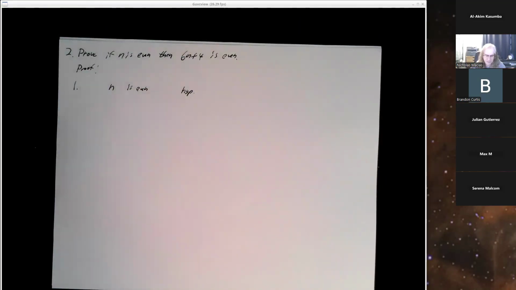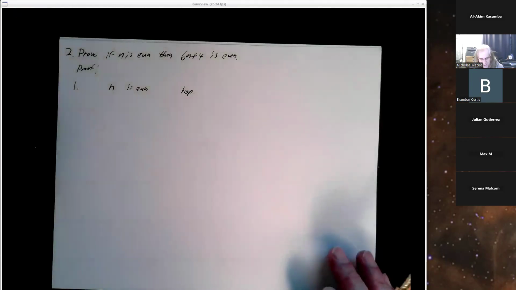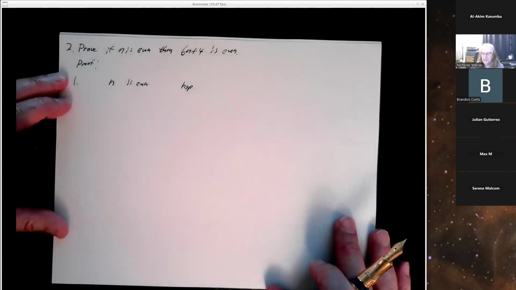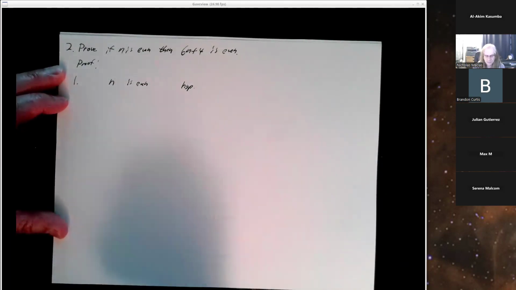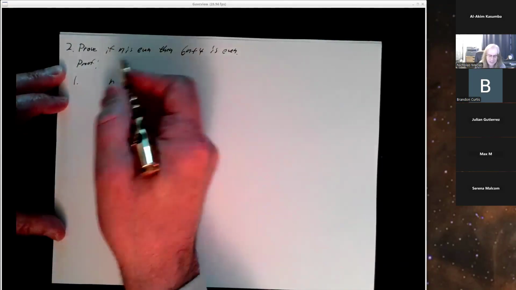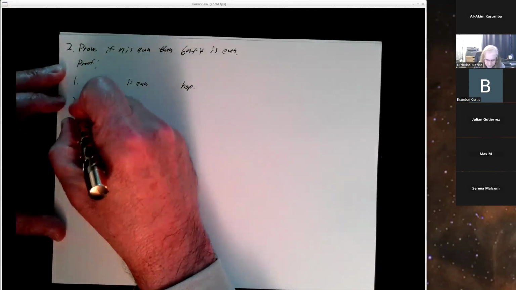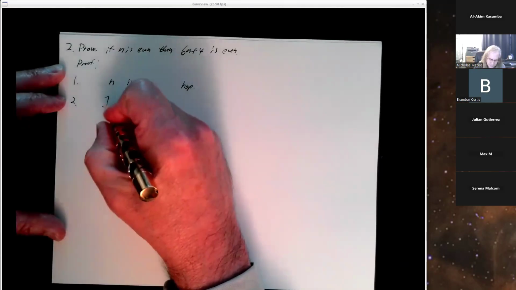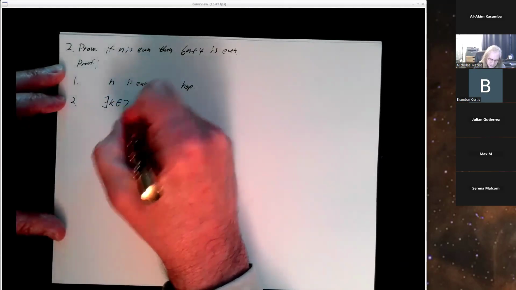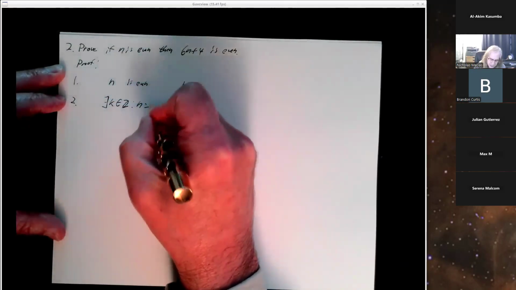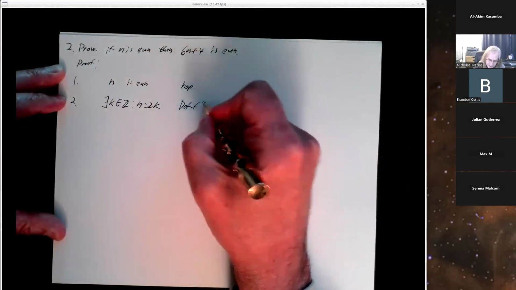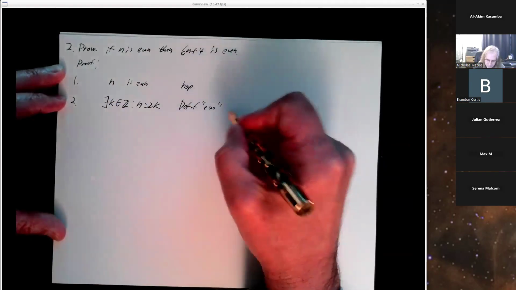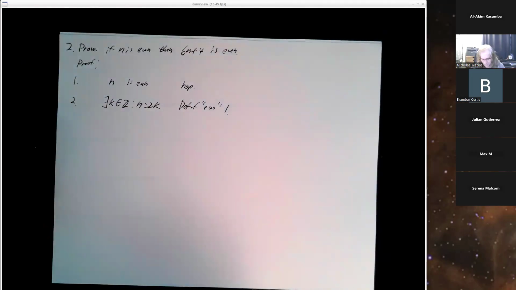So if you're trying to do one of these proofs and it's just not clicking, try doing it the different way, directly or indirectly. This one, a direct proof will work. So proposition one, n is even, that's the hypothesis. Proposition two, let's just say there exists an integer k such that n equals 2k. And that's the definition of even and proposition one.